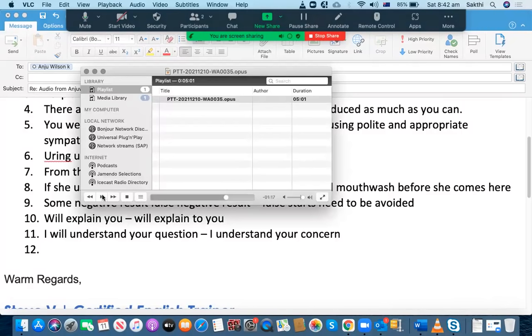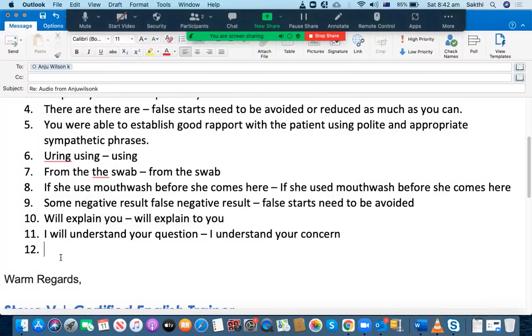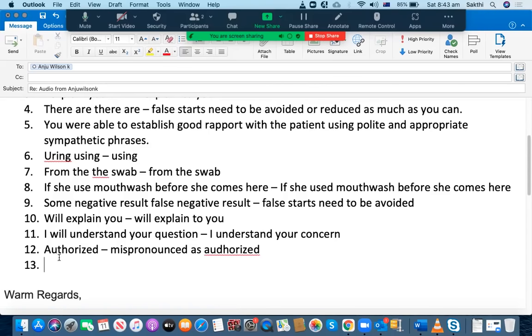So it's a recommendation, actually. I'm not the authorized person to explain you about the result. There is one word which is mispronounced. Can you guess what it is? Authorized. Yeah, authorized. You should say the 'th'. I'm not the authorized person. Instead of saying it the wrong way, say it like this. It's not 'authorized' but 'authorized'. You have to put more stress on it.